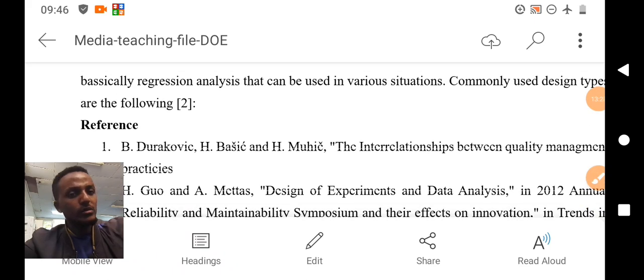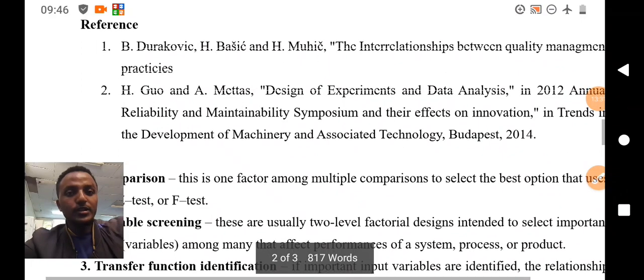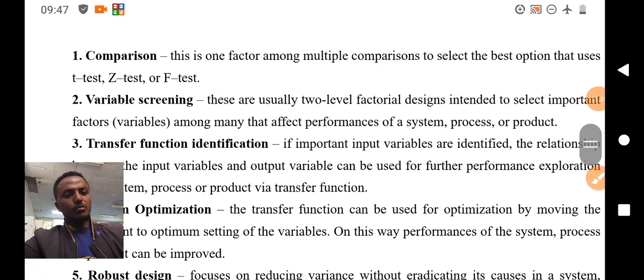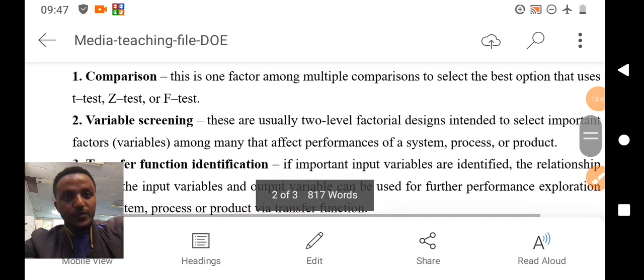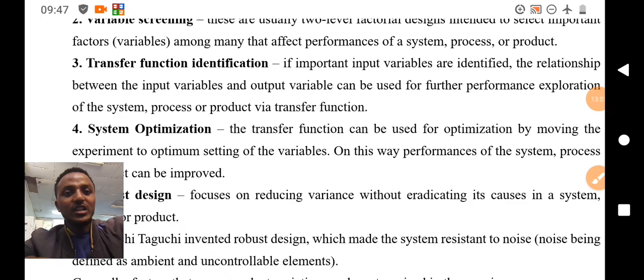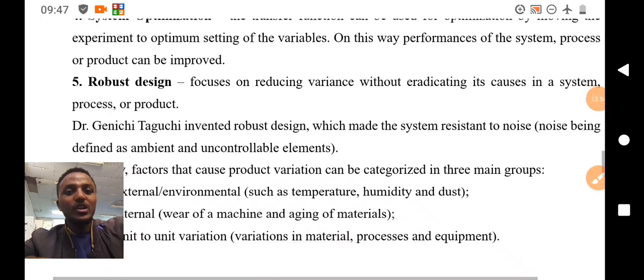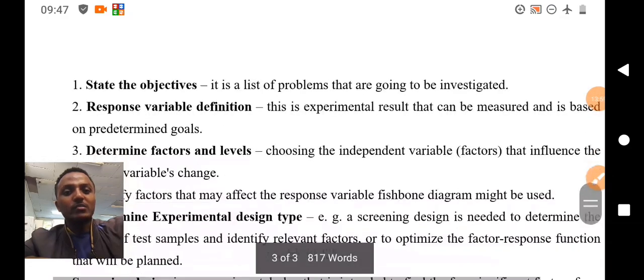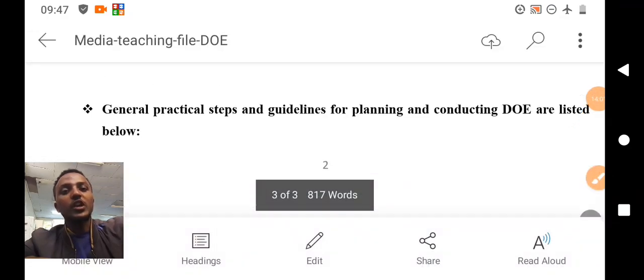So what design types can an experimenter use? As these researchers say, comparison type may be there, variable screening type may be there, transfer function identification type, system optimization type, or robust design type. These are the basic design types in design of experiments.